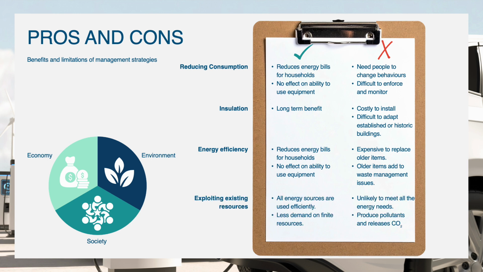Exploiting of existing energy resources. The benefits are, if we're using existing resources more efficiently, we will reduce waste and make the energy system more reliable. For example, waste heat from factories can be used to generate extra electricity. Organic waste can be used to produce biogas.